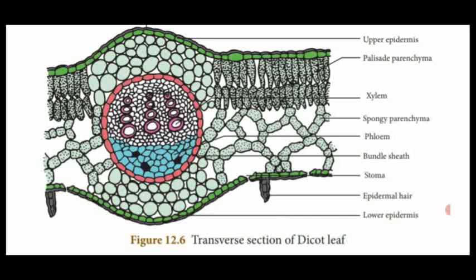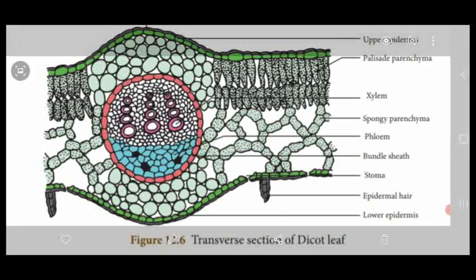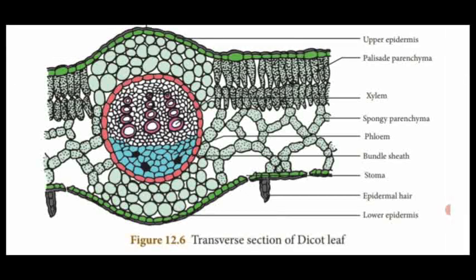The lower epidermis is also made up of parenchymatous cells covered by a cuticle layer. The cuticle is very thin. But the number of stomata, minute pores present in the upper and lower epidermis, varies. See the lower epidermis, 3 stomata are present, but in the upper epidermis there is no stomatal region, or most probably 1 or 2 stomata are present.